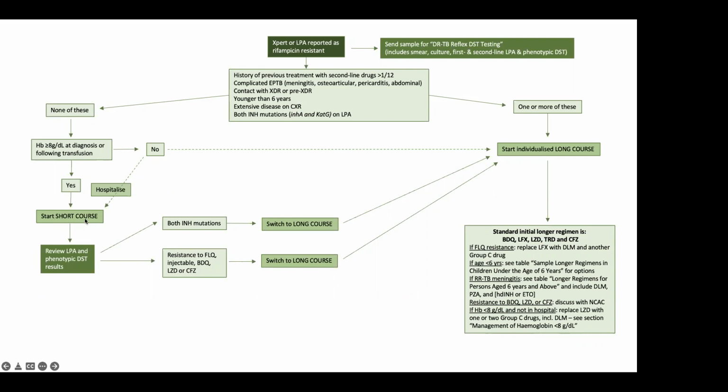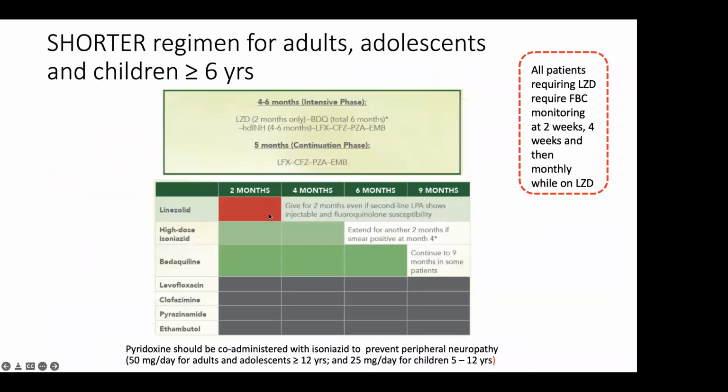And once they are on a short regimen, do review your culture results, because if they come back with some resistant profile, you might need to change them to a long regimen.